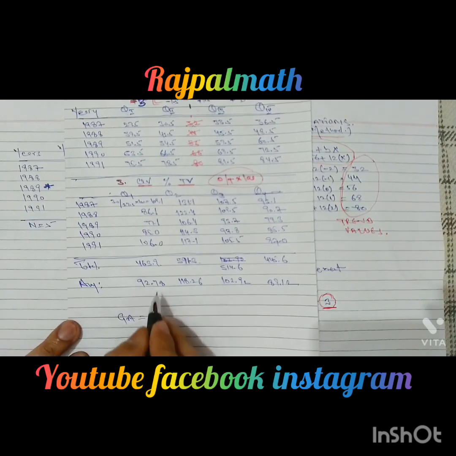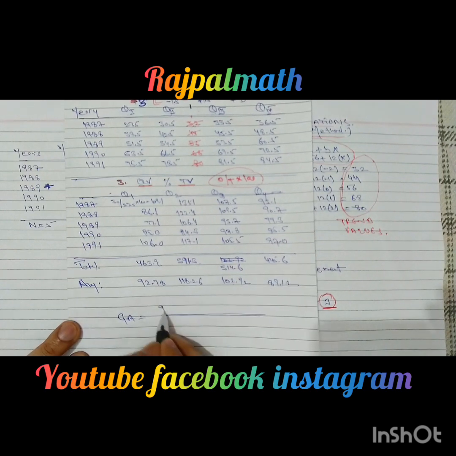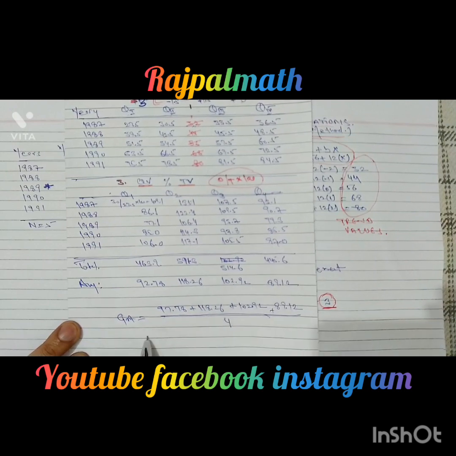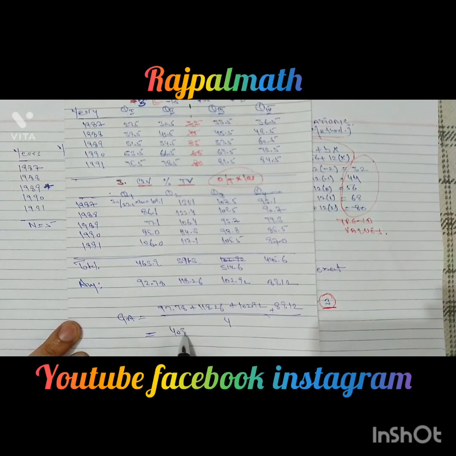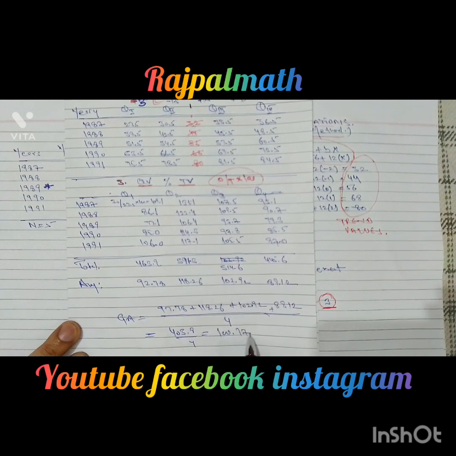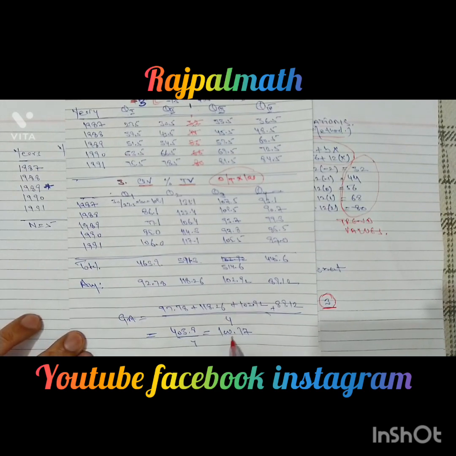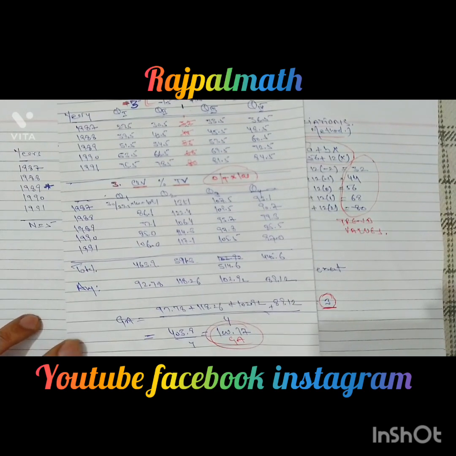Now find the grand average, meaning the average of the averages. Grand average is this plus this plus this plus this divided by 4: 92.78 plus 118.26 plus 102.92 plus 89.12 is 403.08, divided by 4 comes out to be 100.77. This is our grand average, GA, or general average.